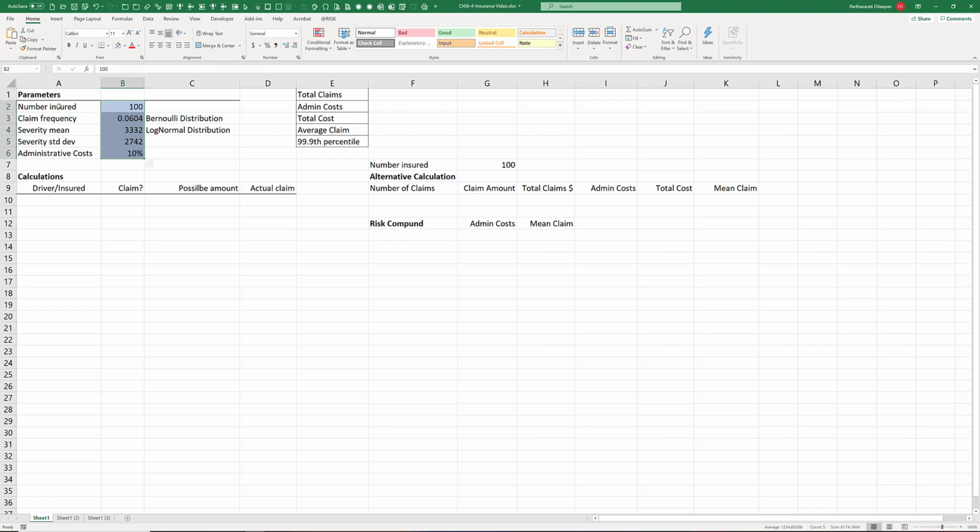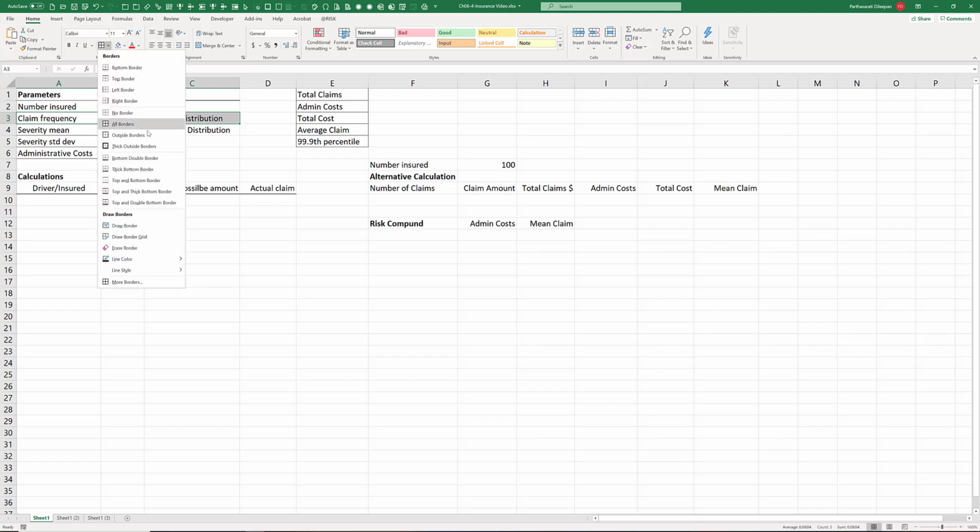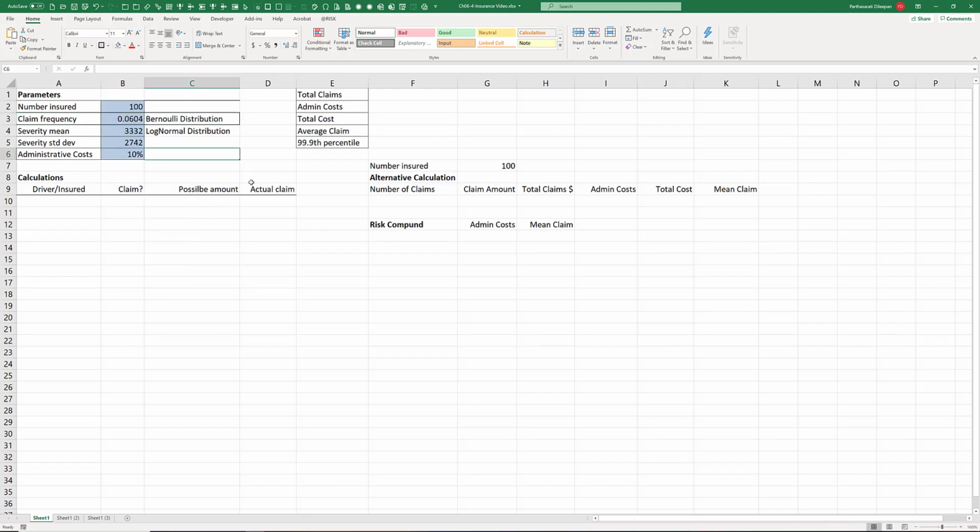Okay, and let's do some border here. So that's one process, right? And then this is another process. So one is for frequency, the other is for severity of claim.